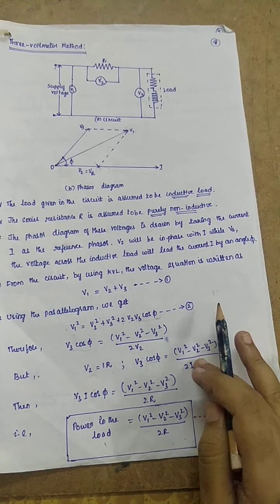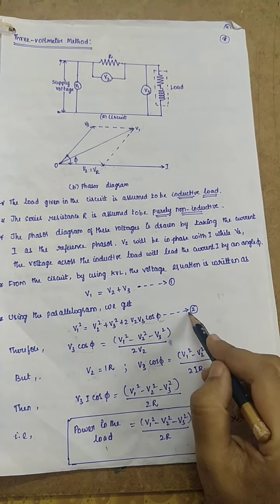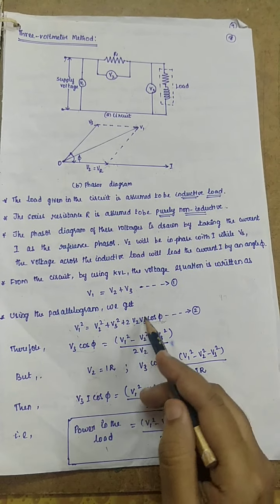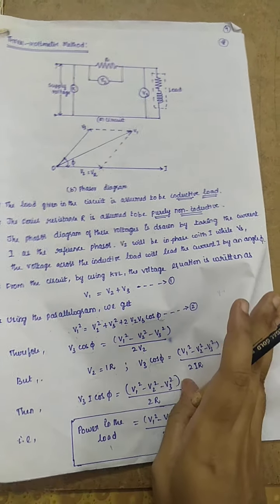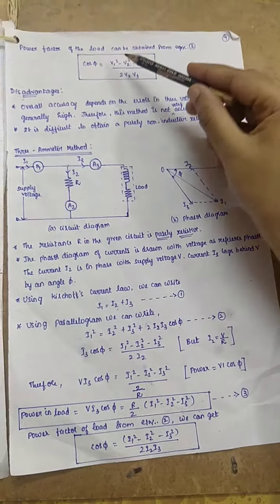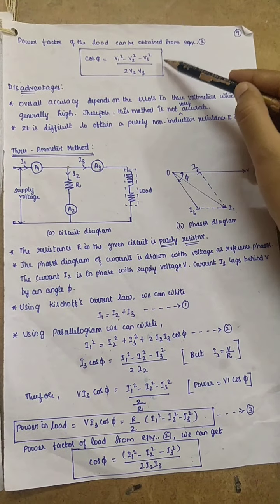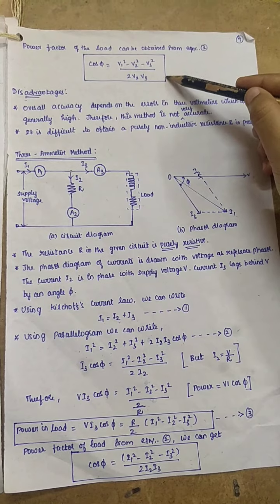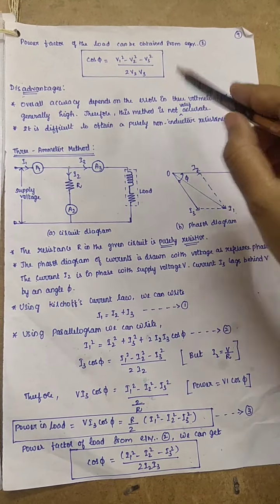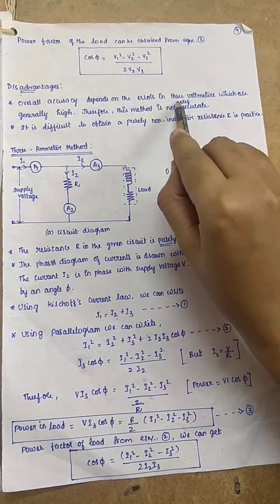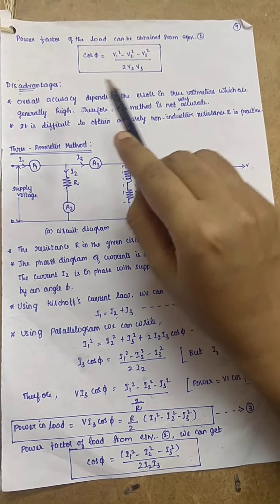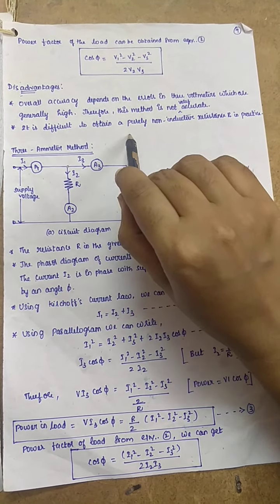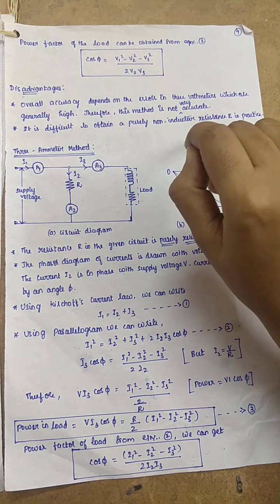We can also calculate the power factor using equation 2. By keeping cos phi on one side and bringing the terms to the left hand side, we can find the power factor, and I have given the formula here. But this method does not give very accurate values since we are installing 3 voltmeters. There are errors in the 3 voltmeters, which makes the value not accurate, and it is also very difficult to obtain a purely non-inductive resistance.